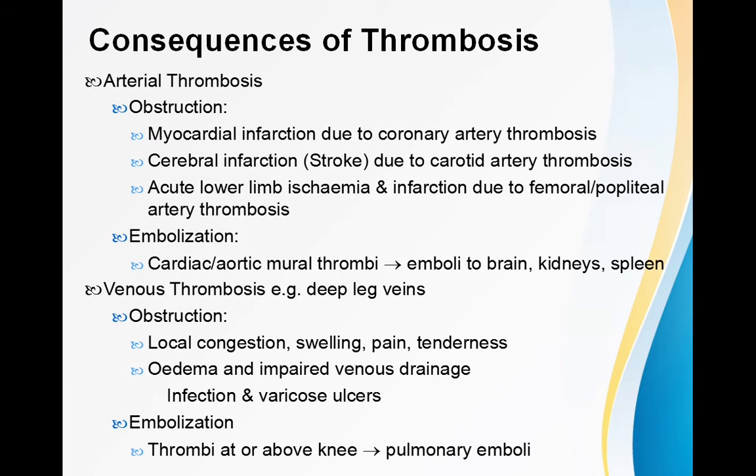Consequences of thrombosis. Arterial thrombosis: obstruction. Myocardial infarction due to coronary artery thrombosis. Cerebral infarction due to carotid artery thrombosis. Acute lower limb ischemia and infarction due to femoral or popliteal artery thrombosis. Embolization: cardiac or aortic mural thrombi embolize to the brain, kidneys, spleen.